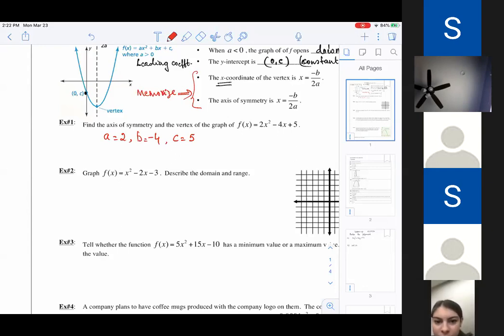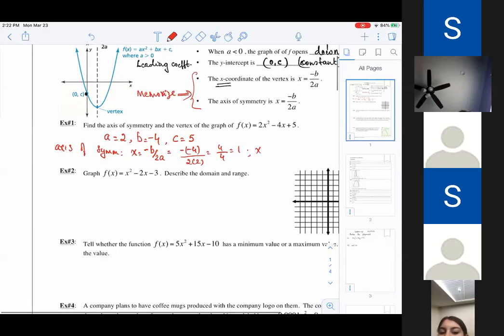We are asked to find the axis of symmetry and the vertex. Let's find the axis of symmetry first. The formula is x is equal to negative b over 2a. Negative b: b is -4, so negative b is +4. Divided by 2 times 2, which is 4 divided by 4, which is 1. So the axis of symmetry is x is equal to 1.